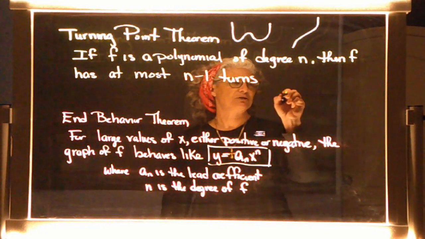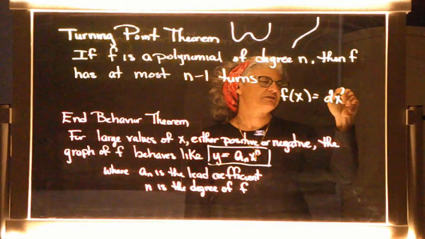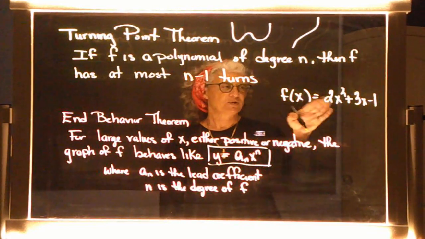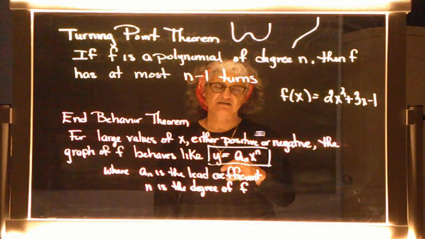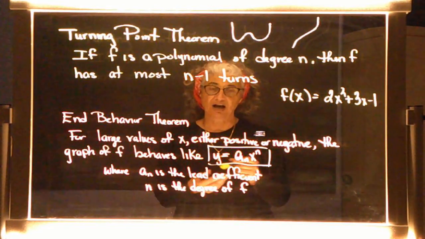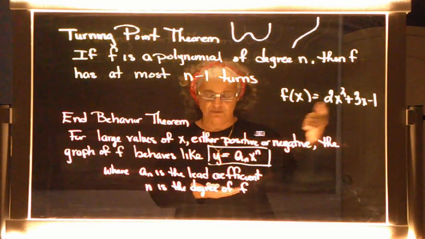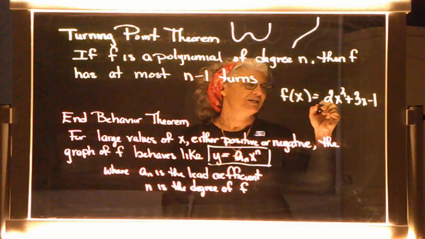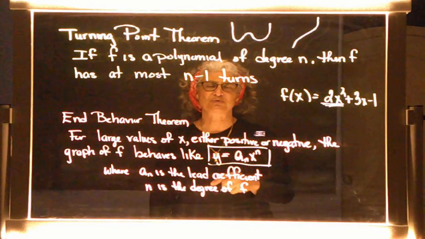Let me give you f of x equaling, I don't know, 2x squared plus 3x minus 1. What's this the graph of? It's a graph of a parabola, right? A parabola going which direction? Yeah, a parabola going up. What told you it was a parabola? The x squared. What told you it was going up? The 2.